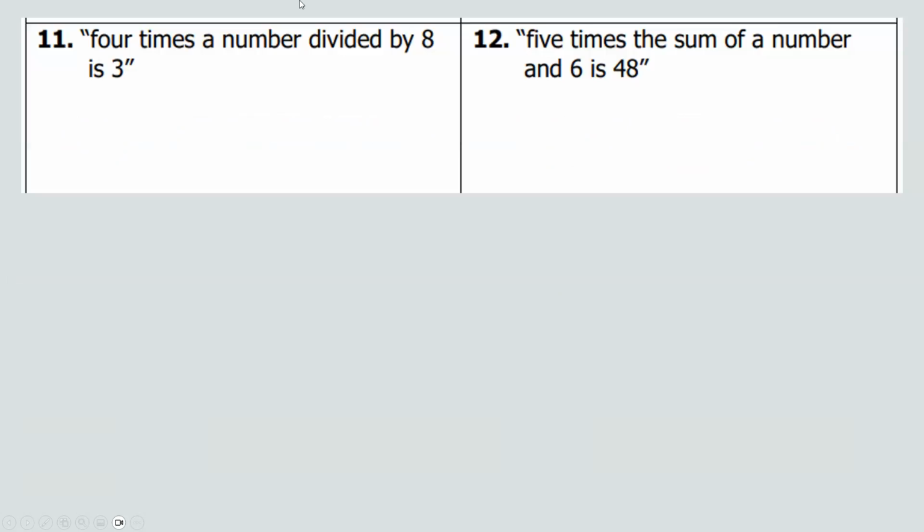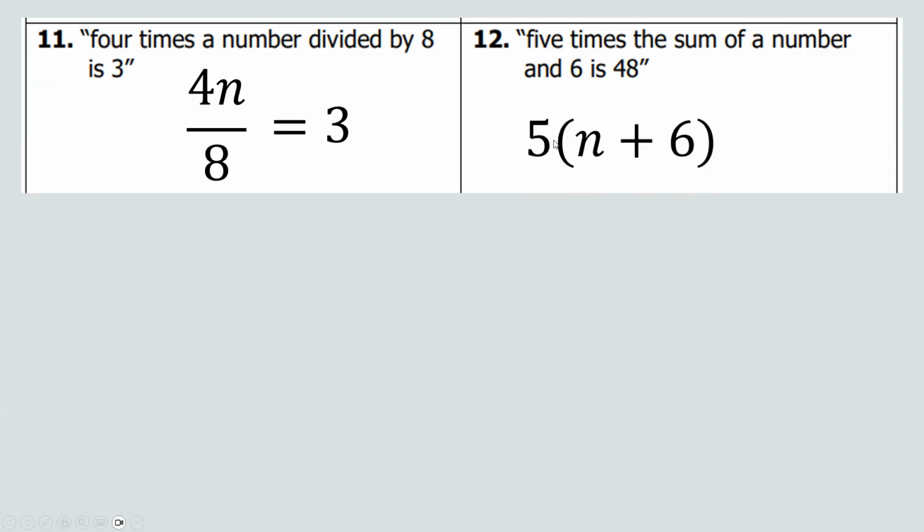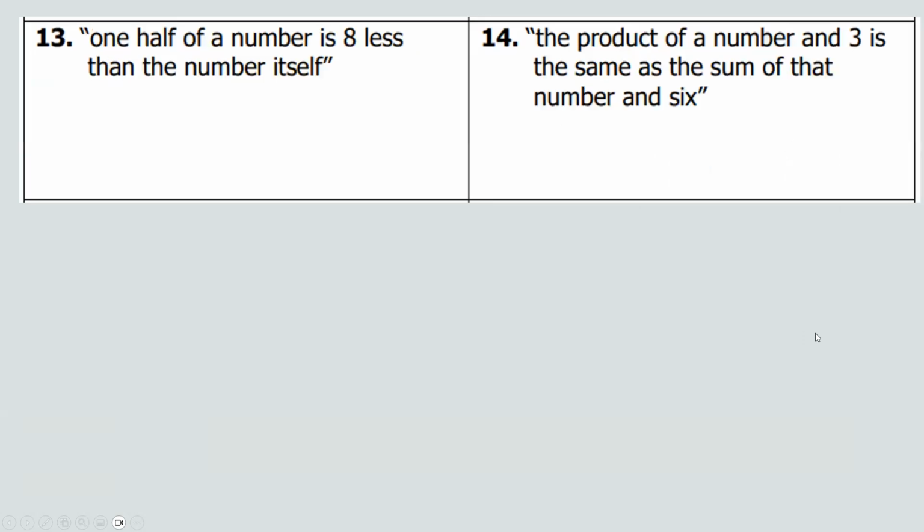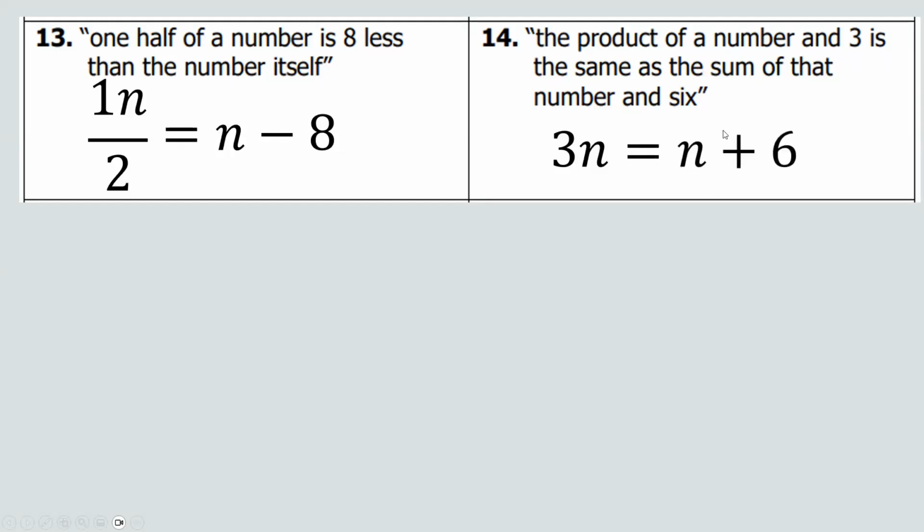Okay. 4 times a number divided by 8 is 3. 5 times the sum of a number and 6, so 5 times the sum of n plus 6, and that equals 48. 1/2 of a number, boom, is 8 less than the number in itself, so n minus 8. Oh boy, we got 2 variables going on in that one. The product of a number and 3 is the same as the sum of that number and 6. Is the same as, okay?